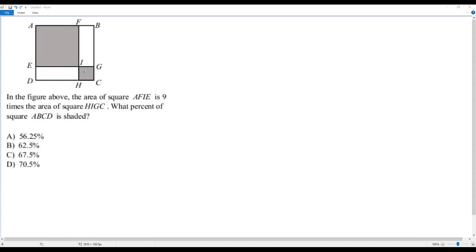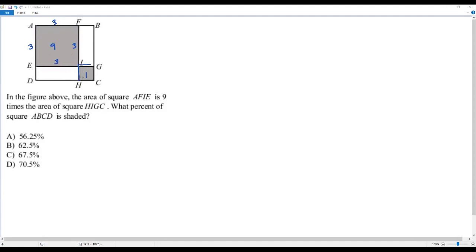Let me assume the area of the smallest shaded region, that is the square HIGC, is 1. Then what is the area of the shaded square AFIE? It has to be 9 times this area, that is 9 times 1 is 9. When the area of this square is 9, what is the length of each side? Then it has to be 3, because 3 times 3 is 9. Then this length is 3, this length is 3.